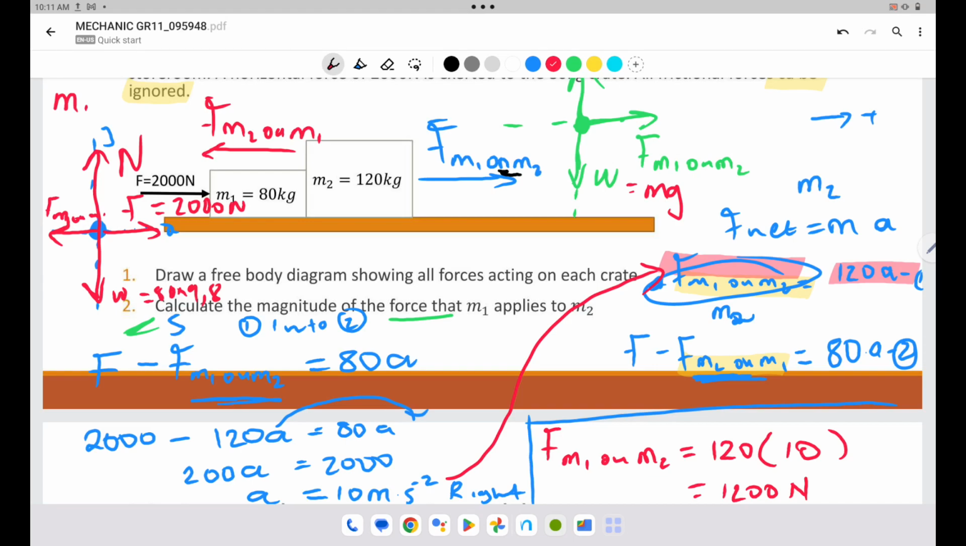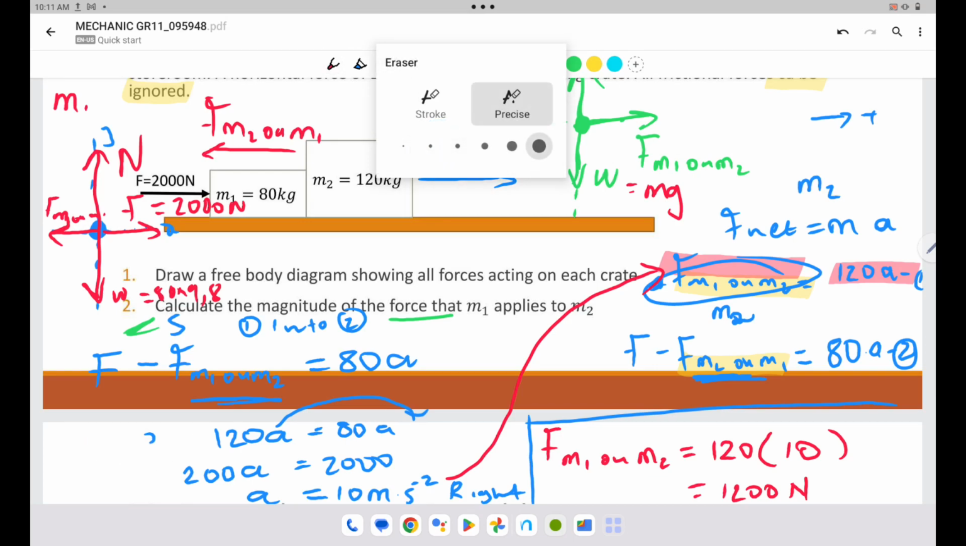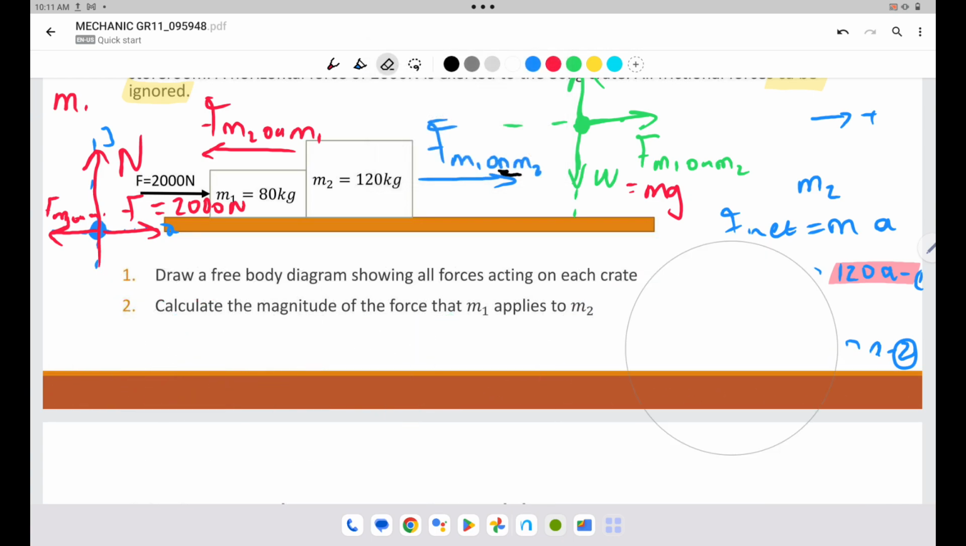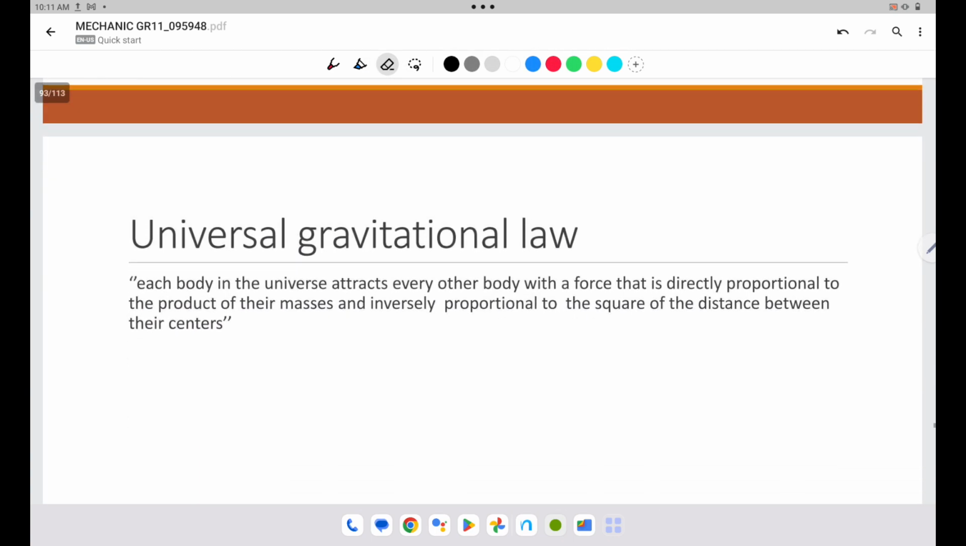Okay, that's it from me on Newton's third law of motion. Probably I'll just do another video on revision. But today's business is all about the universal gravitational law. So it's really about to get interesting.